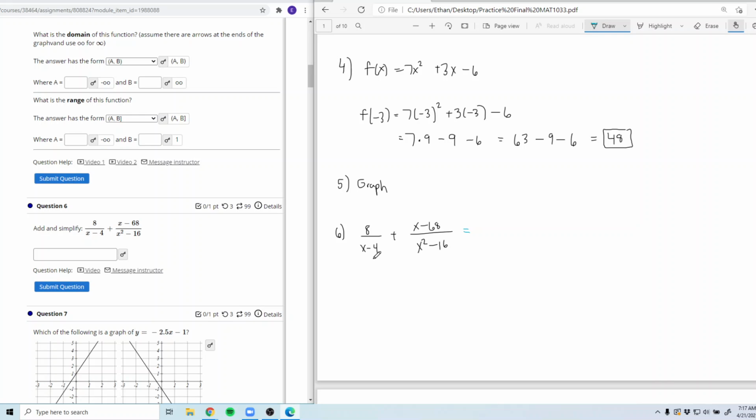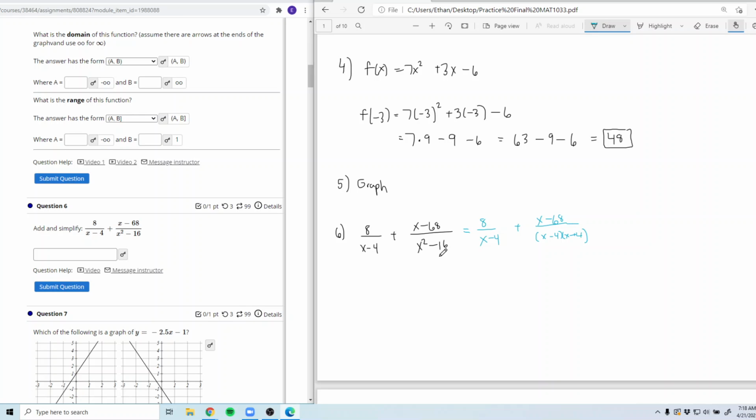Now for x minus 4, there's nothing you can factor. It's just 8 over x minus 4 plus, and then the numerator x minus 68, you can't factor either, but we don't really care about factoring the numerators, just the denominators. Now, x squared minus 16 is a difference of squares. That does factor, and it's x minus 4 times x plus 4.